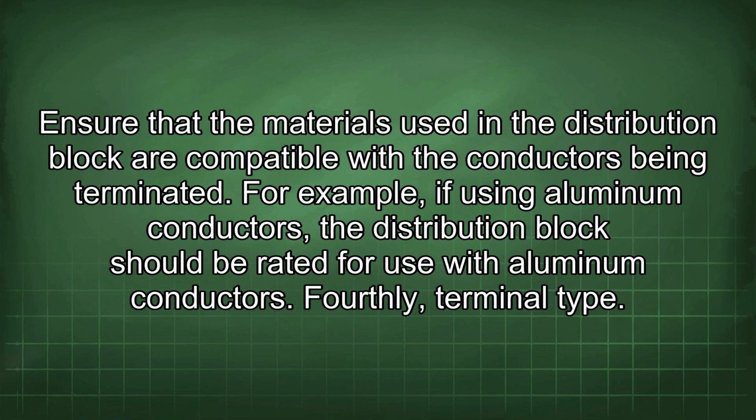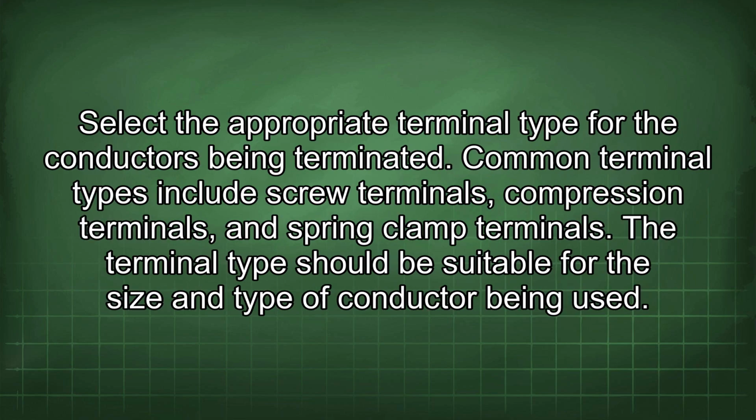For example, if using aluminum conductors, the distribution block should be rated for use with aluminum conductors. Fourthly, terminal type. Select the appropriate terminal type for the conductors being terminated. Common terminal types include screw terminals, compression terminals, and spring clamp terminals. The terminal type should be suitable for the size and type of conductor being used.